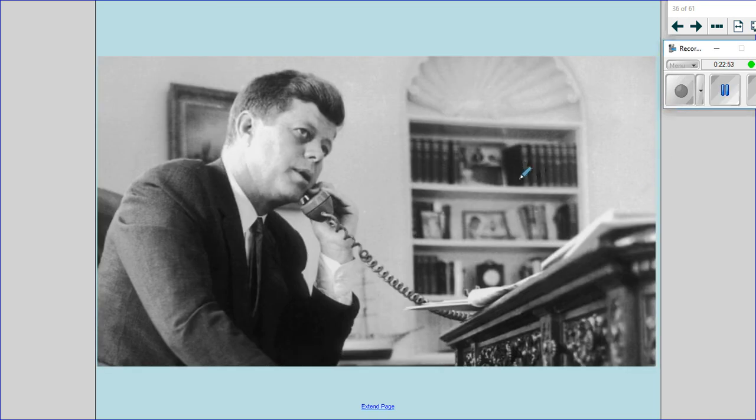So Kennedy is working through intermediaries to negotiate with the Soviets. There's no direct line at this point. There's no way for Kennedy to just pick up the phone and talk directly to Nikita Khrushchev. But after the Cuban Missile Crisis, they will install just such a hotline because of how important they realize communication is.